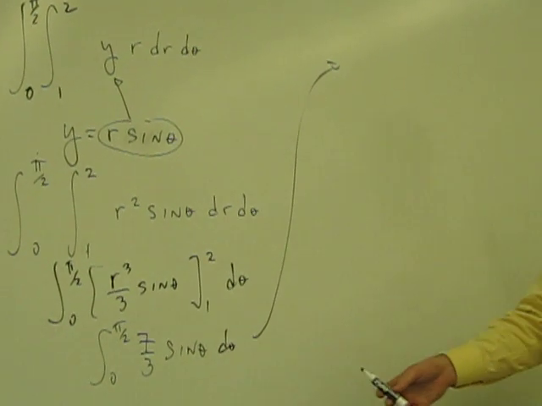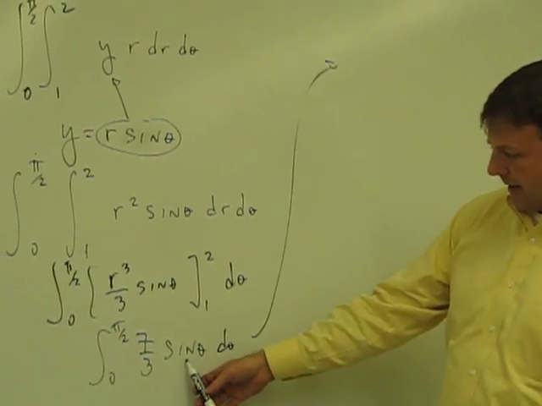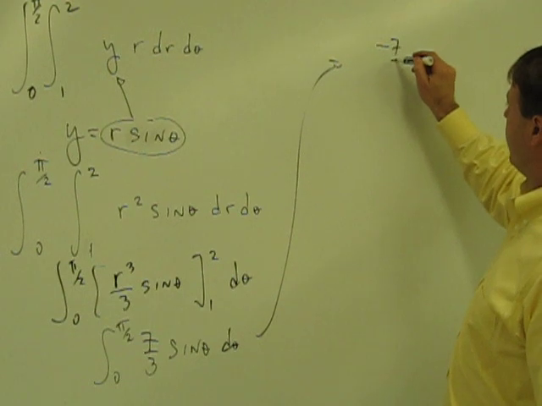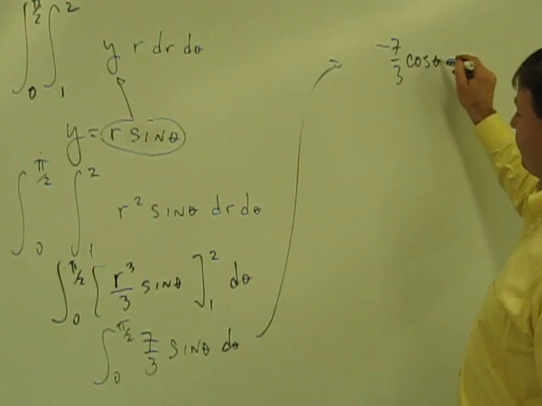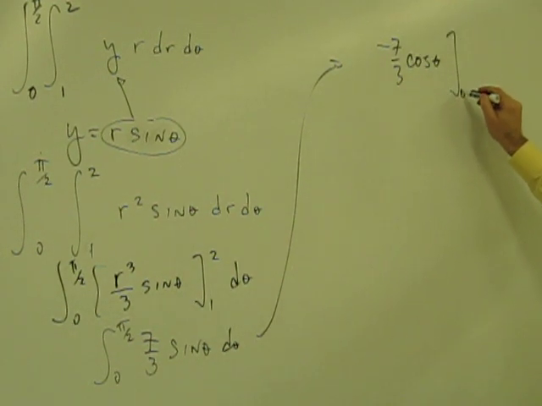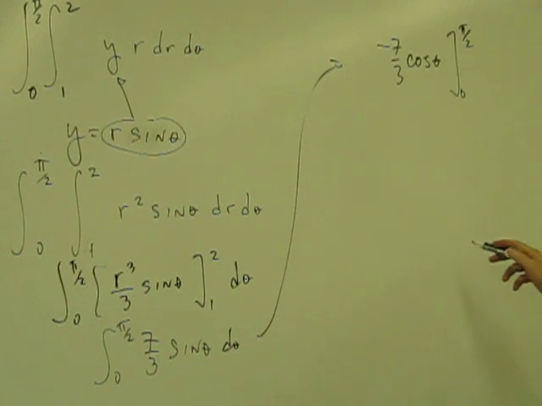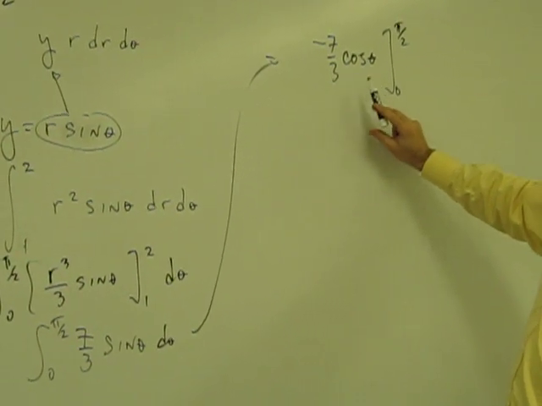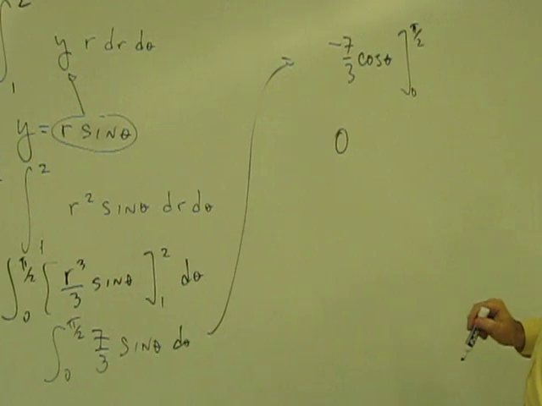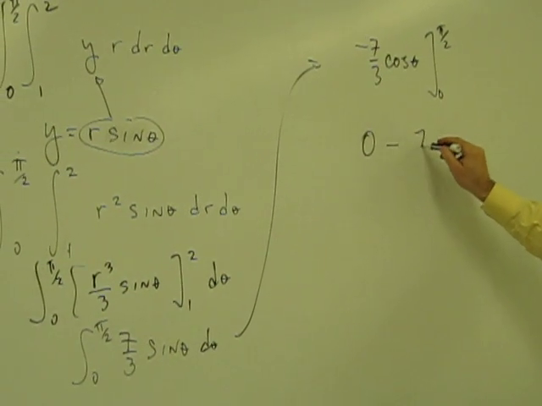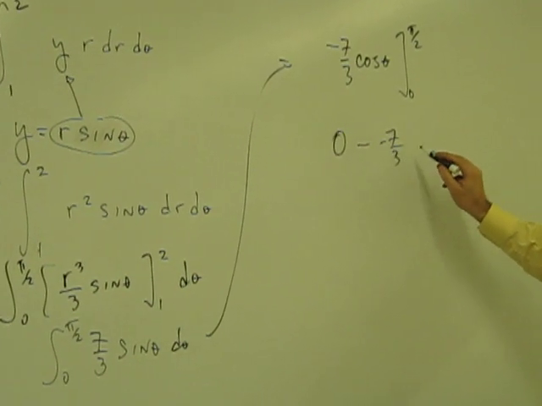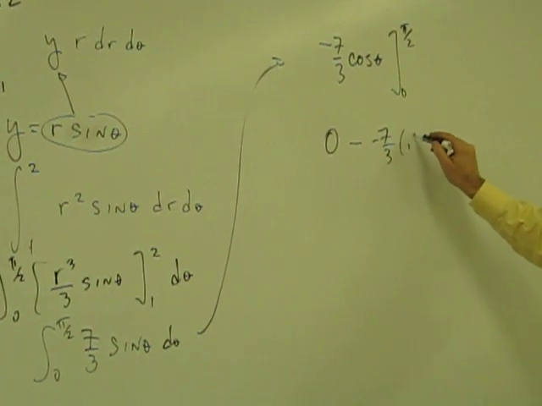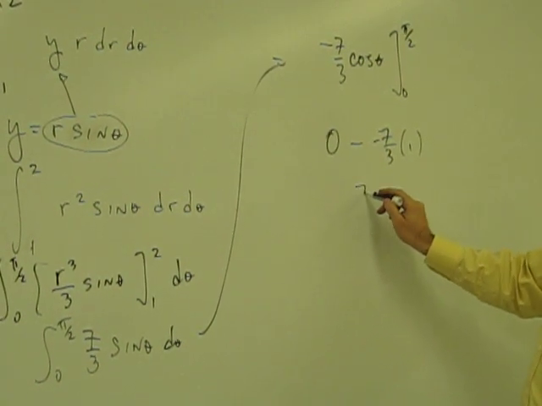Okay, so I have to integrate sine theta. That gives me negative 7/3 cosine theta, evaluated from 0 to pi over 2. When I plug in pi over 2, I get 0. Cosine of pi over 2 is 0, minus negative 7/3 cosine of 0, which is 1. So the final answer is 7/3.